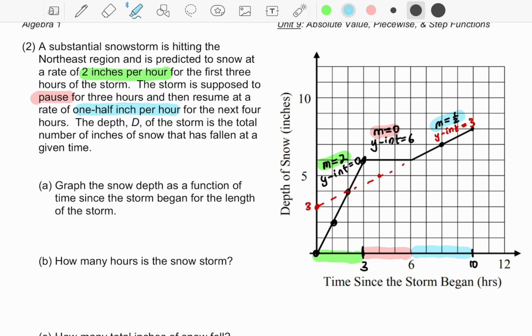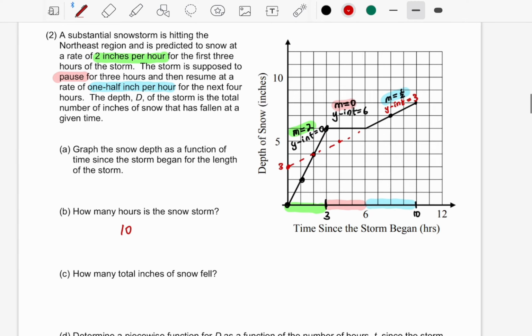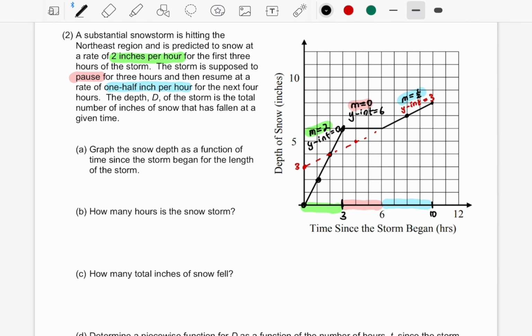All right. Now we could start answering their questions, but we're going to write the piecewise function also. How many hours is the storm? 10 hours. They gave us the units in the word problem, so I can just say 10. How many total inches of snow fell? That would be the last y value that we have. Looks like 8. That might be a snow day with a follow-up 2-hour delay.